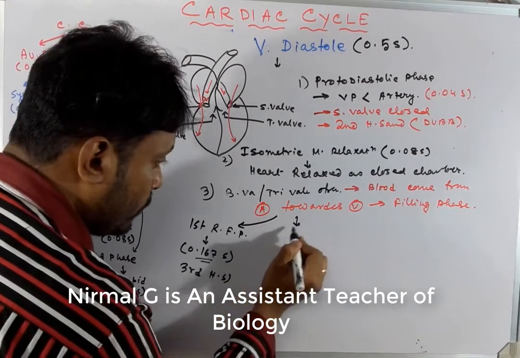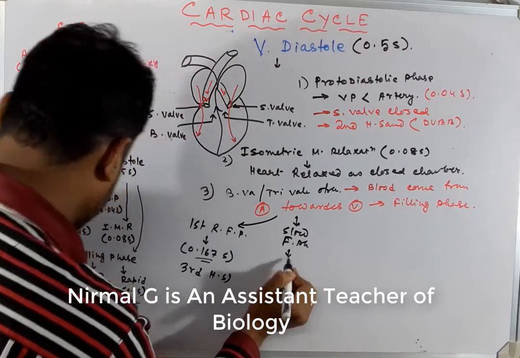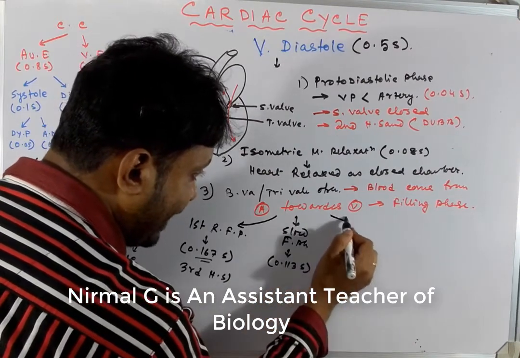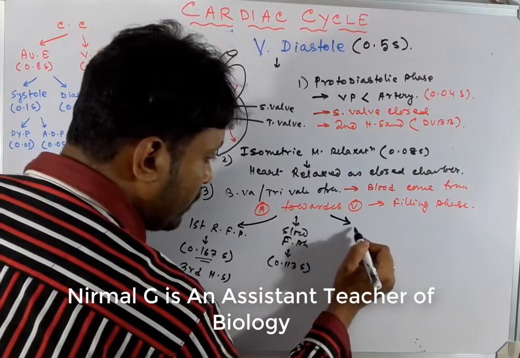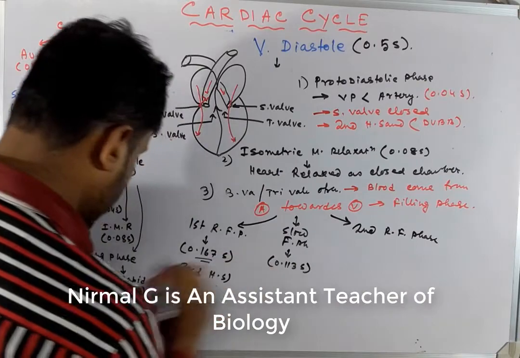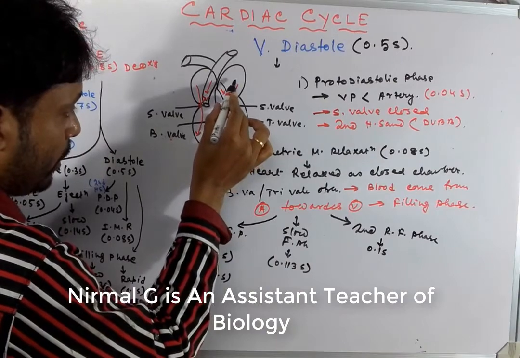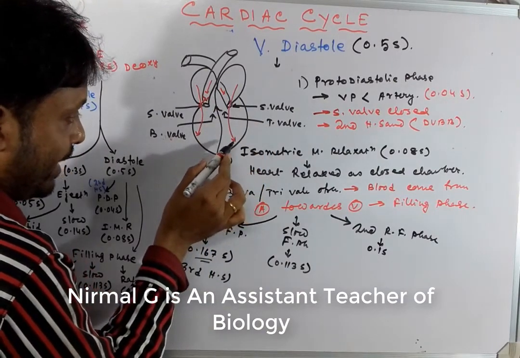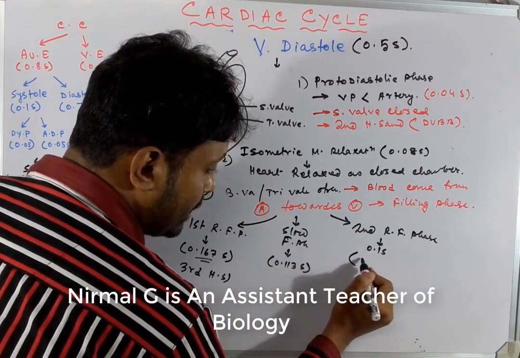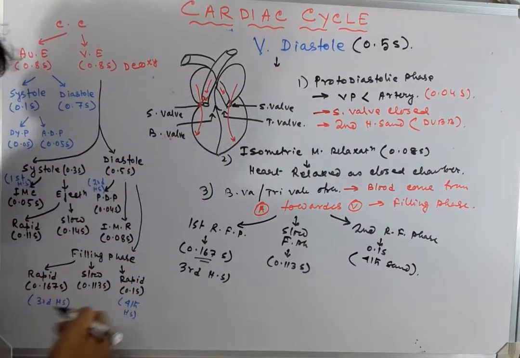The next is the slow filling phase, and this takes 0.113 second. Again the filling becomes rapid, and this is called the second rapid filling phase, which takes 0.1 second. Again blood comes from the auricle to the ventricle and hits the ventricular wall, and this makes a very low sound called the fourth heart sound.